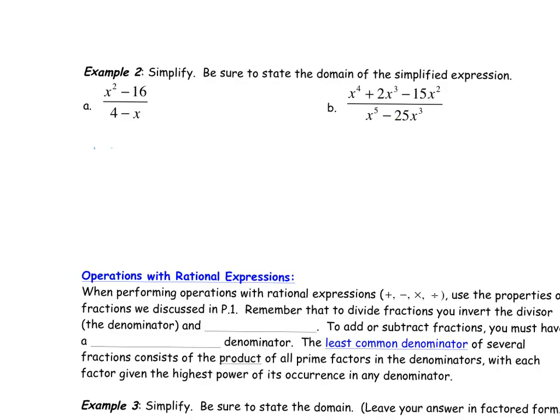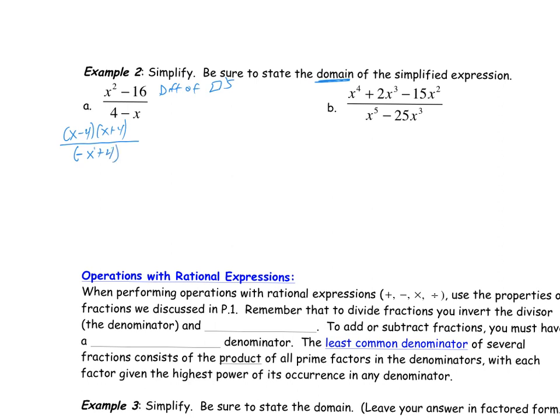We're going to simplify two rational expressions in example 2, and then afterwards we're going to state the domain of the simplified expression. So we're going to begin by factoring. The numerator, x squared minus 16, is a difference of perfect squares. So I'm going to factor that as x minus 4 times x plus 4. The denominator, I'm going to rewrite in standard form. I'm going to put negative x plus 4.